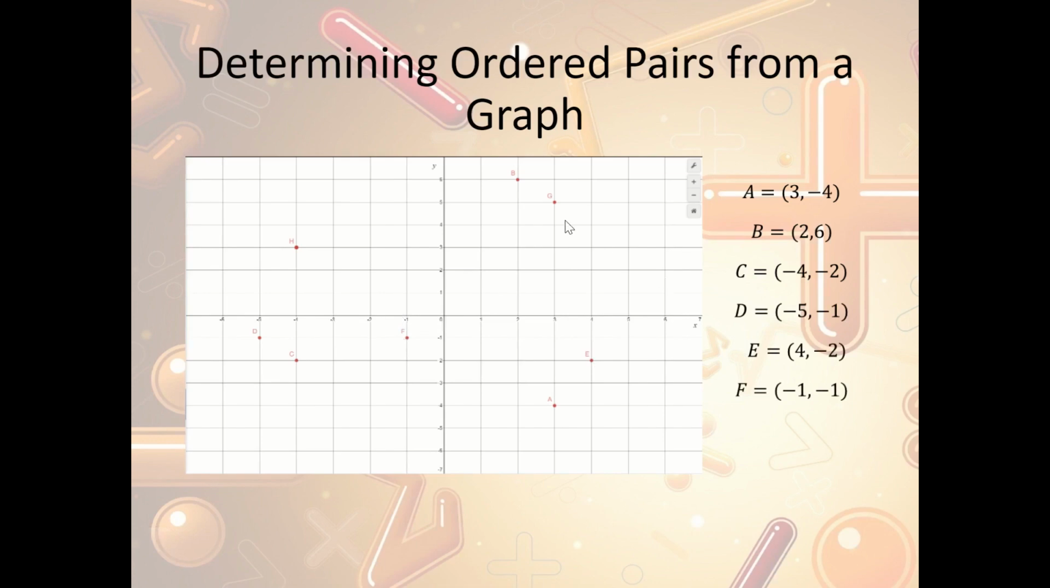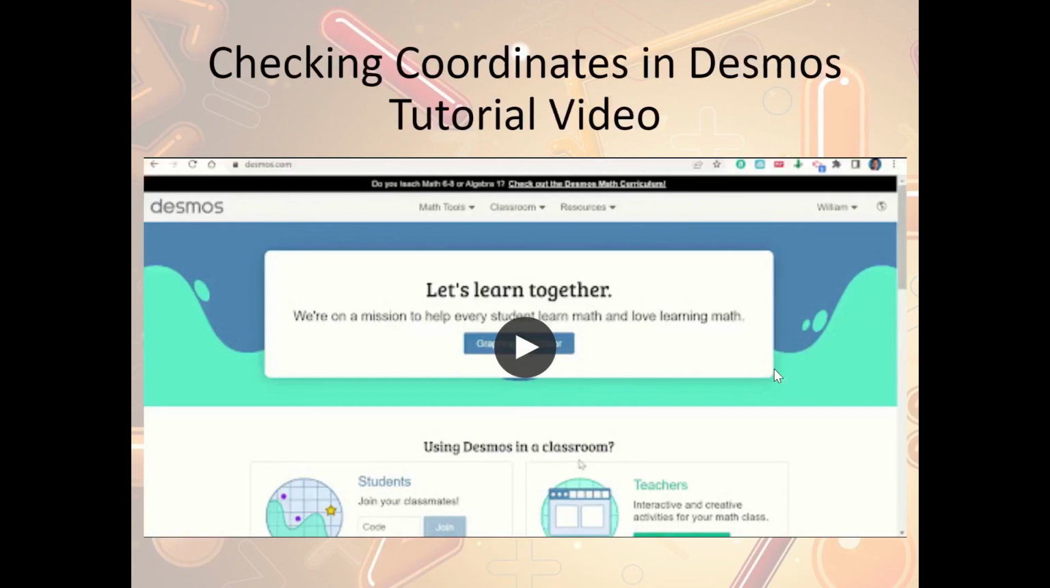And then G is here, so G is 1, 2, 3. And then 1, 2, 3, 4, 5. So 3, 5. And then H is here, which is negative 1, 2, 3, 4. So negative 4 and 1, 2, 3. So negative 4, 3. And so that's how I can look at graphs of coordinates and be able to figure out what their ordered pairs are. There's a video here now that shows you how to check your coordinates in Desmos. You can watch that as well.